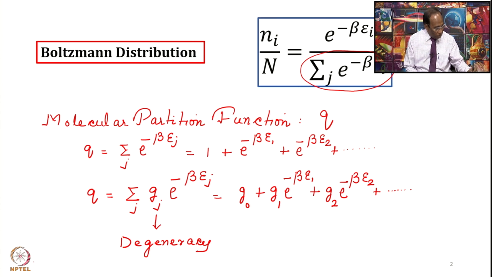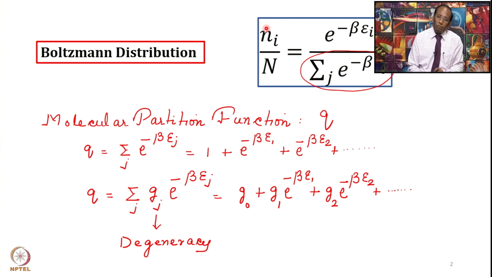So remember that we started from the ratio Ni upon N. What is this ratio Ni upon N? It is the number of molecules in the ith state divided by the total number of molecules. It represents the fractional population of the ith state, and I am going to discuss this in more detail soon.